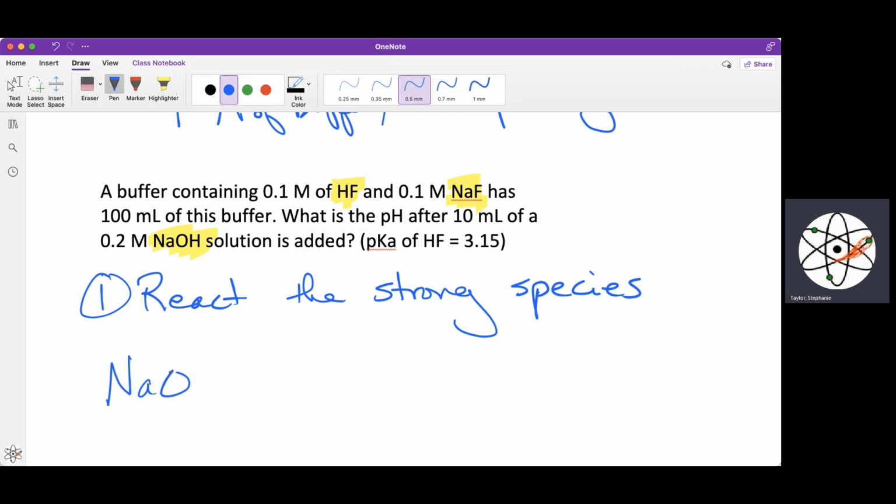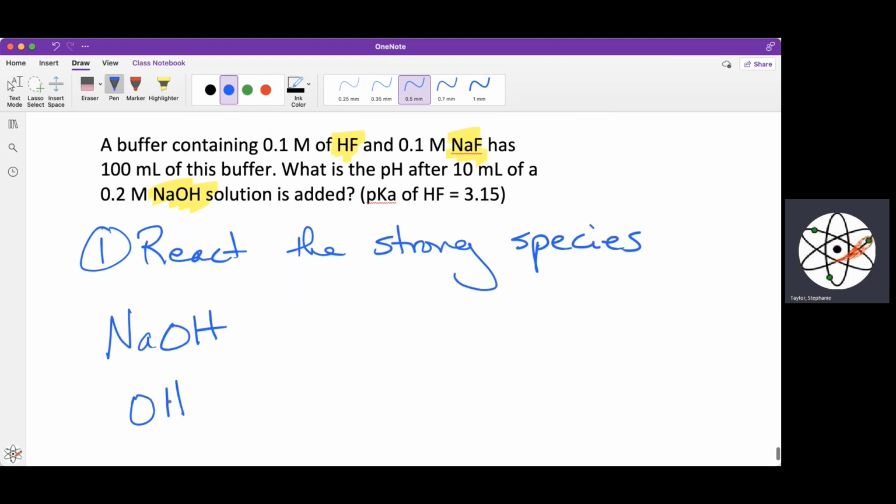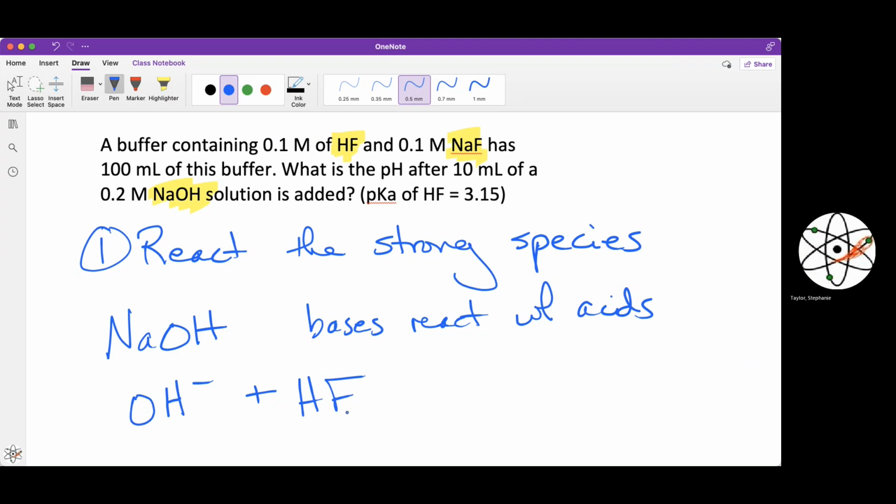That's the sodium hydroxide. I'm going to go ahead and get rid of the sodium ion because that's a spectator ion. We don't need it. Bases react with acids. So the next thing I'm going to have this react with is the HF, that weak acid, because the strong base will react with the weak acid. Acids react with bases, bases react with acids. That's then going to form my conjugate species.